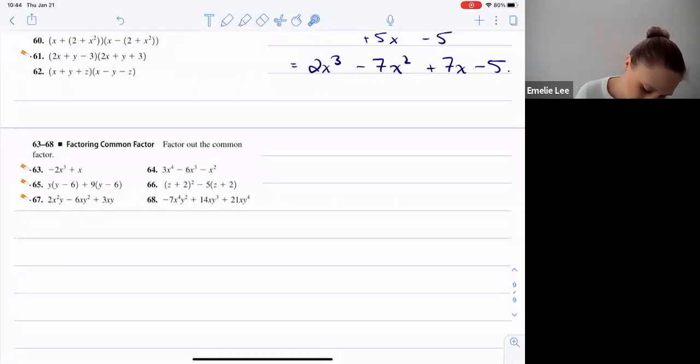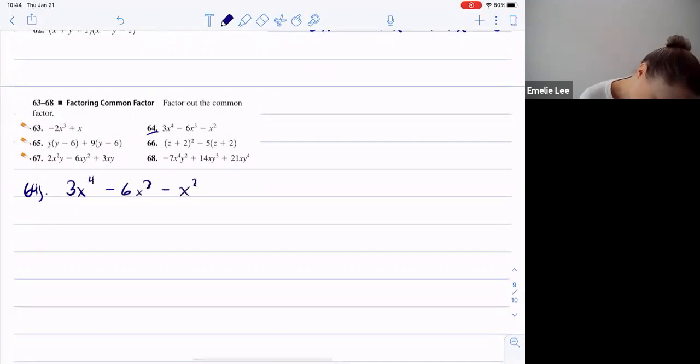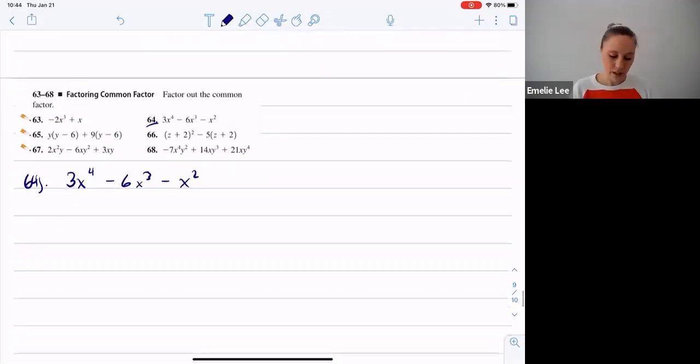So first let's do 64, just to get off on the right foot here. 64: 3x to the 4 minus 6x to the 3 minus x squared. If you have to factor out a common factor, what you're going to do is scan to see if there are any common multiples in the coefficients that you can pull out. But also you're going to scan and see, okay, x squared is the lowest power of x.